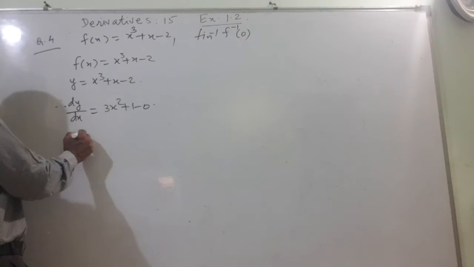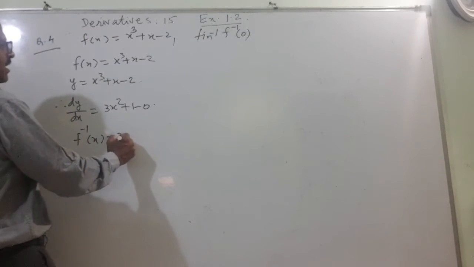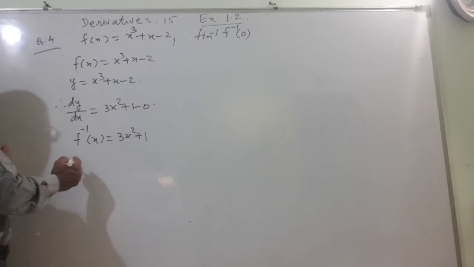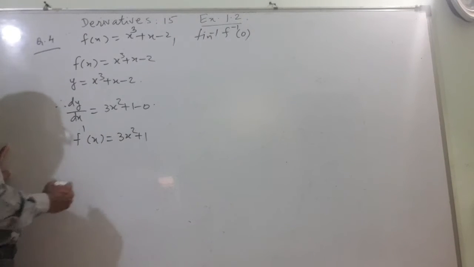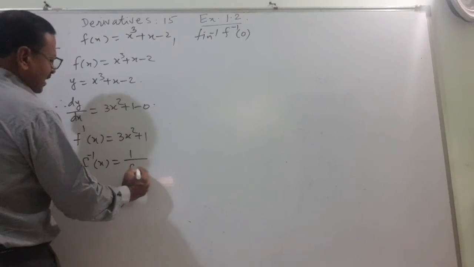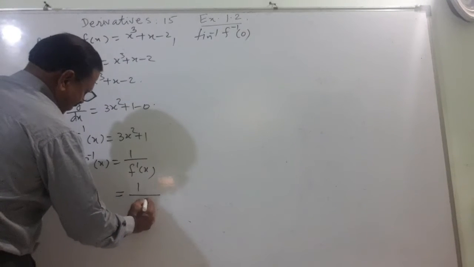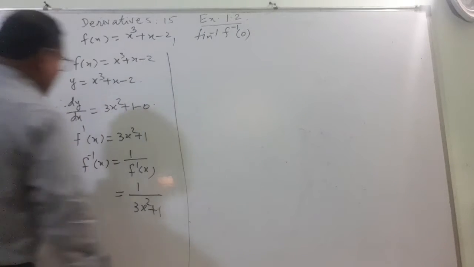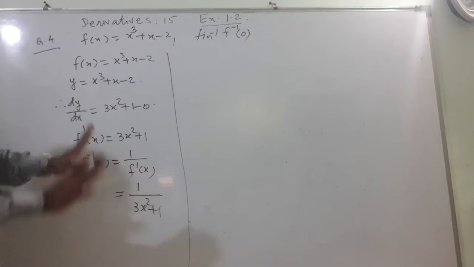So f dash of x is equal to 3x square plus 1, one and the same thing. Now this is f dash of x. Now I want f inverse of x. F inverse of x is equal to 1 upon f dash of x. So that is equal to 1 upon 3x square plus 1. See this. Why have I put y here? To just tell you that y and f of x is not a different thing, it is one and the same thing.